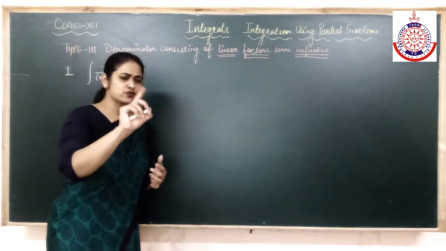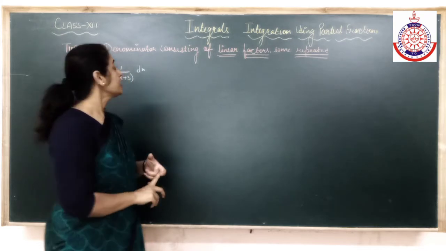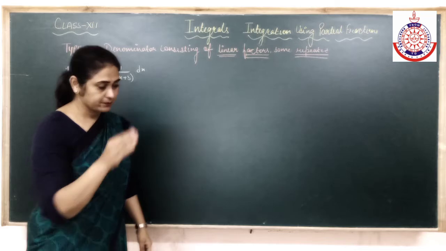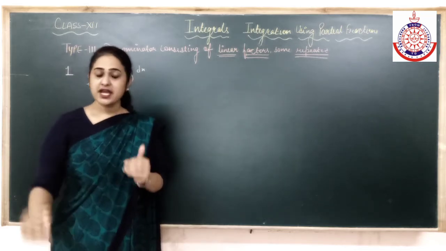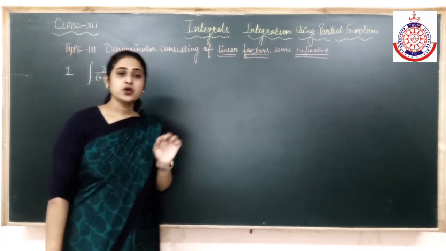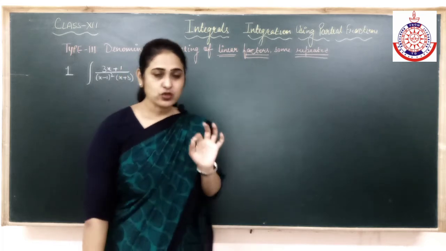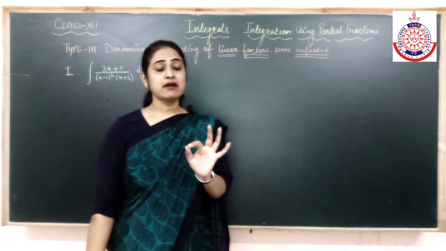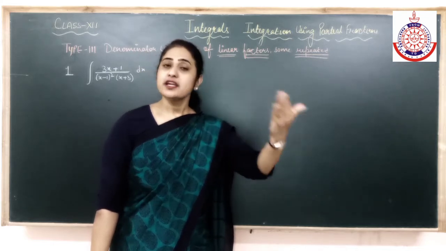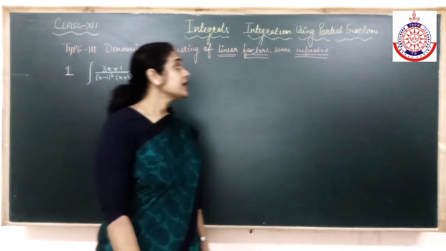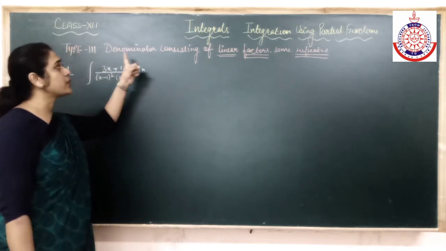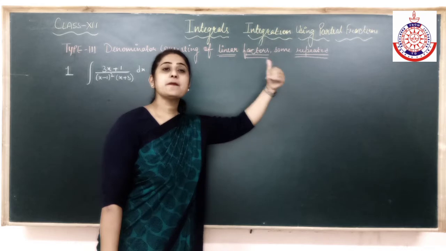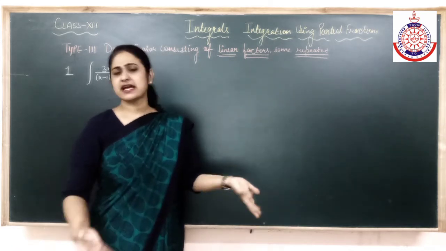Before that, just a recapitulation: what was type 1? Where the denominator had linear factors but non-repeated. Linear, but all factors were different. The second type we did was where the variable involved should have even power. X should have even power, which we could convert into type 1 questions. Now we are going to start with type 3 questions, where the denominator consists of linear factors but some may repeat, maybe all repeat, that depends.